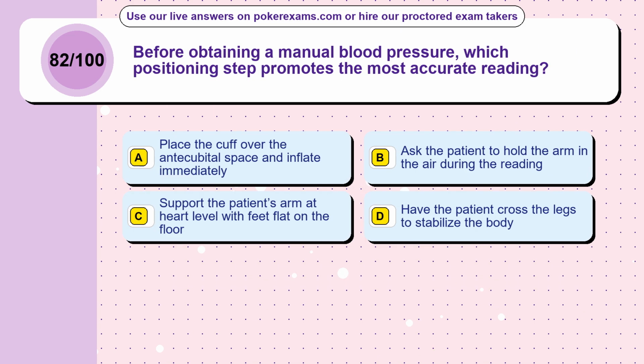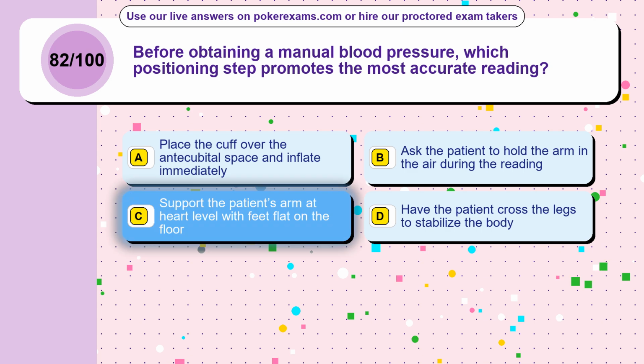Question 82. Before obtaining a manual blood pressure, which positioning step promotes the most accurate reading? Option A. Place the cuff over the antecubital space and inflate immediately. Option B. Ask the patient to hold the arm in the air during the reading. Option C. Support the patient's arm at heart level with feet flat on the floor. Option D. Have the patient cross the legs to stabilize the body.